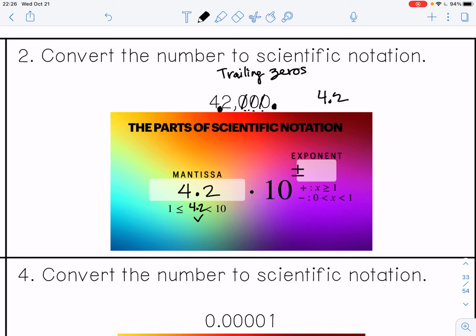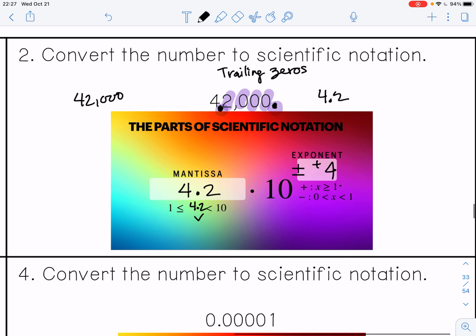Now, we moved our decimal place enough times to get the number 4.2, so now we need to decide about our exponent. So we moved our decimal place from here to here, so how many times is that? 1, 2, 3, 4. That's a total of 4 times, so our exponent should be 4. Now, is that going to be a positive 4 or a negative 4? Well, our original number was 42,000. Is 42,000 bigger than 1? Yes, it is. So we should have a positive exponent.